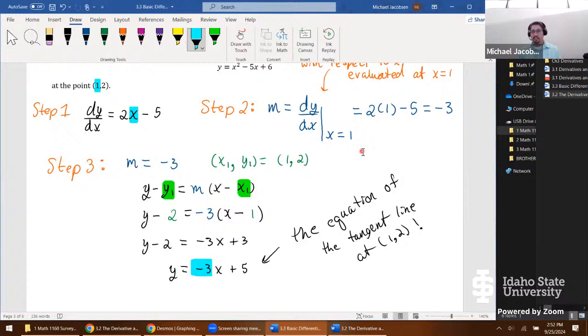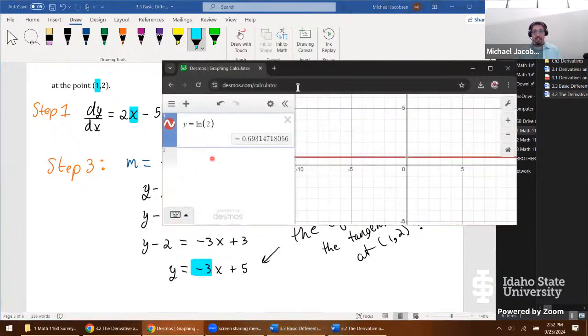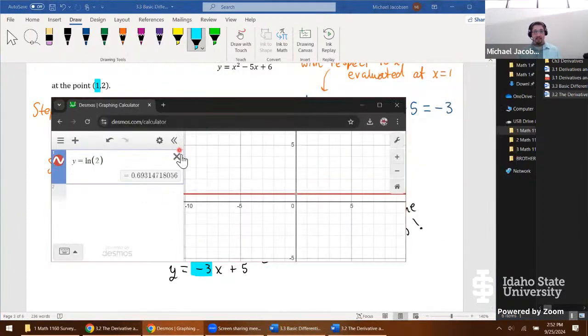Okay, maybe one last additional thought. How would you check this out? Well, we've done it before, but imagine this is a quiz problem and you just wanted to be sure you had the right answer. Here's what I suggest you do. Use any graphing calculator. Desmos is just convenient for me to use in class.